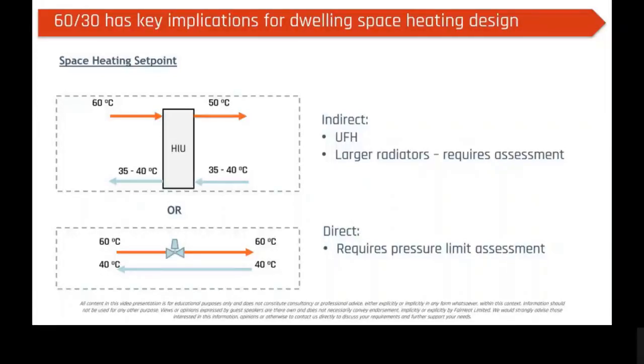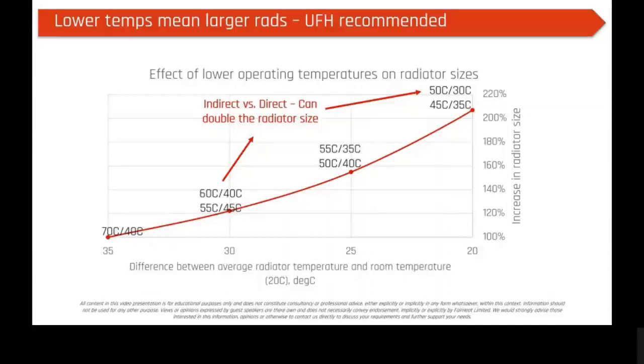We can go direct and just feed the heat network 60 degrees into the 60-degree radiator. That only really works when you've got maybe less than 6 to 7 stories in a building, because the pressures start to become quite high and you don't really want those high pressures passing straight through to the resident system. Just to put the radiator sizing impact in context, if we took a 70-40 radiator, and I wanted to achieve the same output by operating at, say, 55-35, I've increased the radiator size by up to 160%.